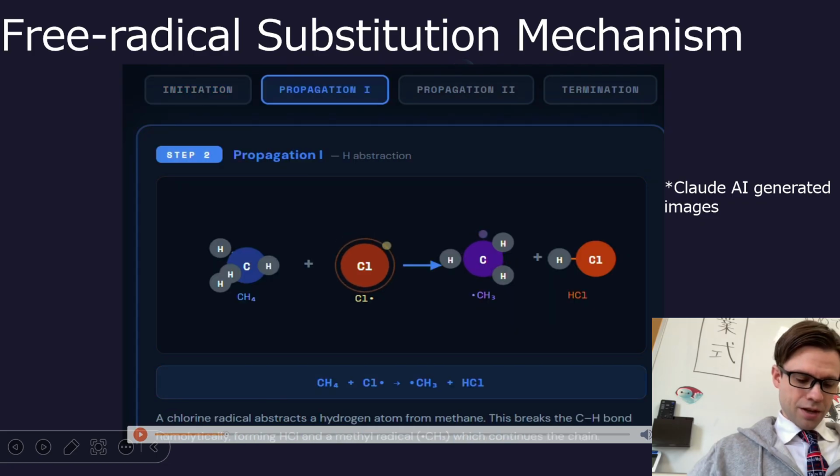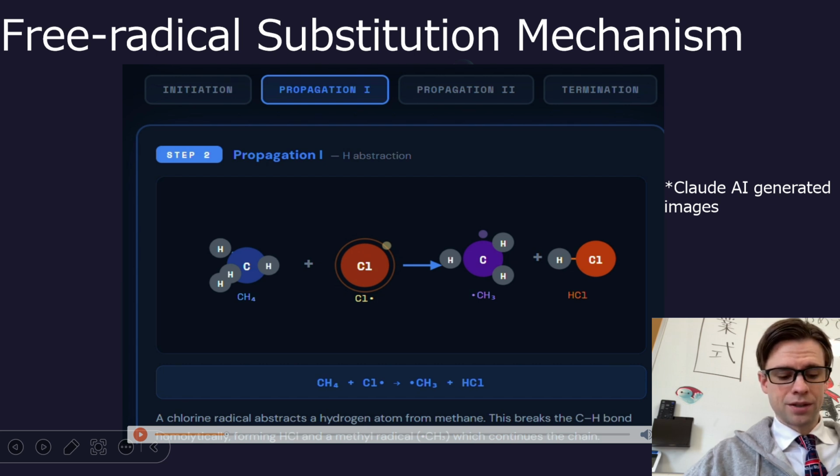Okay, next we can have propagation, which is what it sounds like. It's like continuing the radical chain reaction. So our Cl dot that we produce with UV light can attack our alkane, in this case just methane. It will pull off a hydrogen. These halogen radicals, chlorine radicals, are so reactive, they'll basically pull off an atom from anything nearby, whether it's a chlorine or a hydrogen or whatever.